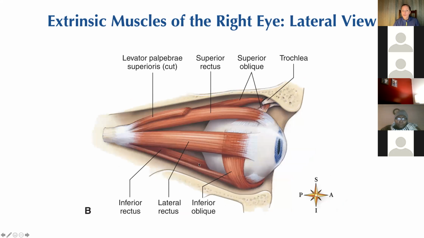All right, here you can see it from the side view, okay? So this is sort of the upper forehead. This is down on the lower cheek. Here's your superior rectus. Here's your superior oblique. Coming over here, your inferior oblique, inferior rectus pulling straight back. And here is levator palpebrae. And you can see the back part of the inferior rectus down here.